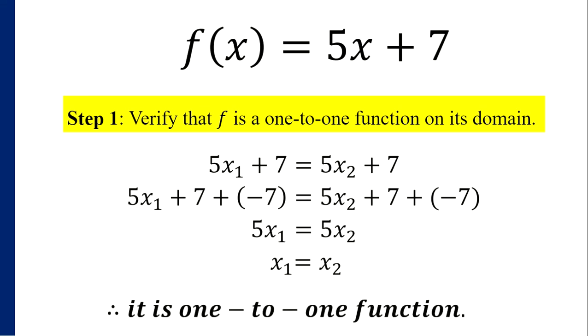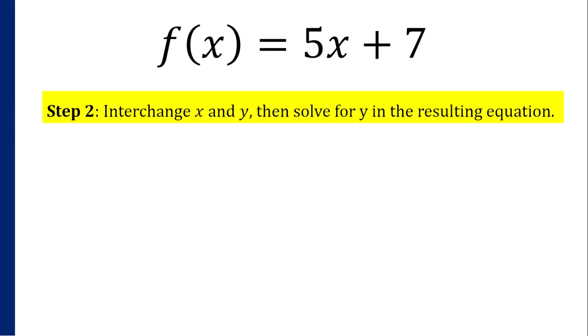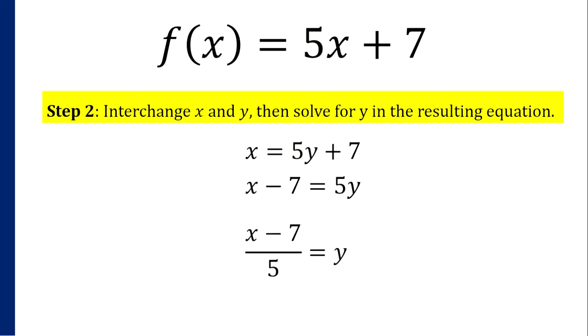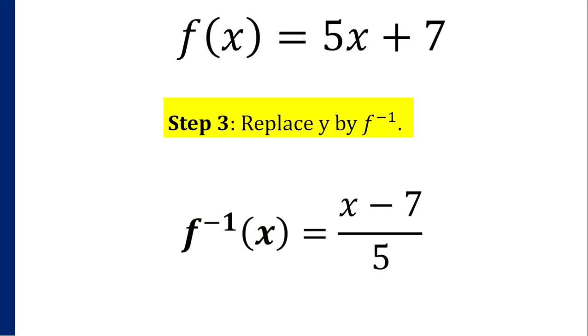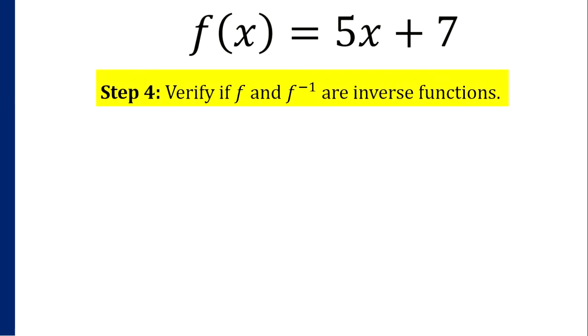For step number 2, interchange x and y, then solve for y in the resulting equation. So again, let's interchange. We'll have x is equal to 5y plus 7. Add both sides by negative 7, so we'll obtain x minus 7 is equal to 5y. And divide both sides by 5. So we have here y equals x minus 7 over 5. For step number 3, we replace y by f inverse. So as you can see, the inverse of the function 5x plus 7 is equal to x minus 7 over 5. Now let's verify if our answer is correct. Again, let's use the composition of functions.